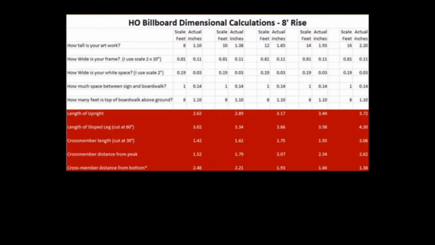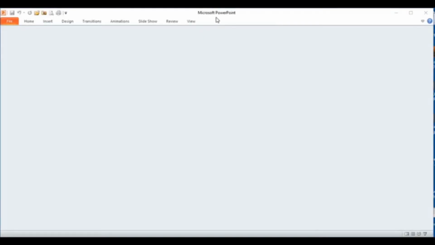All these numbers are contained in a spreadsheet available at the website of the Gateway Division of the National Model Railroad Association. I strongly suggest that you pick a set of sizes for your billboards and not create custom sizes for each sign. Now, on to importing and scaling with PowerPoint.